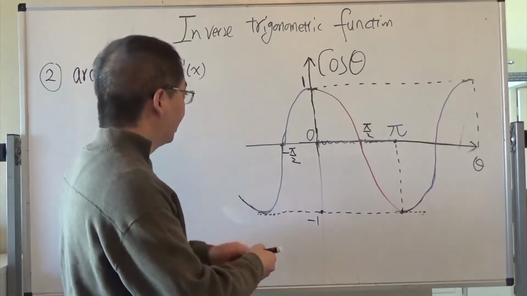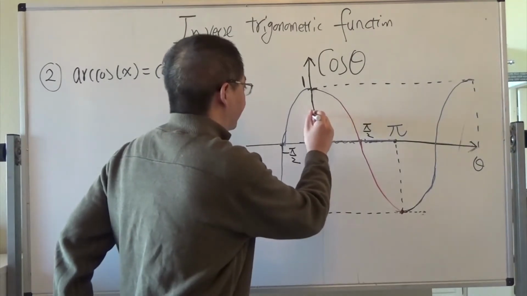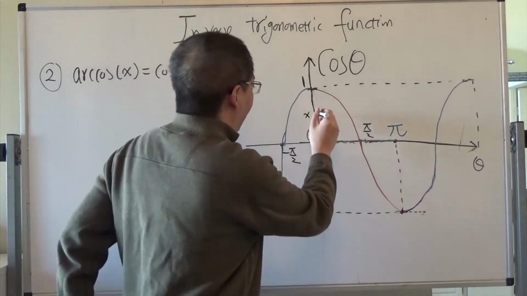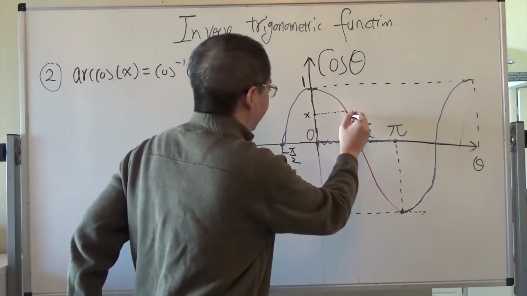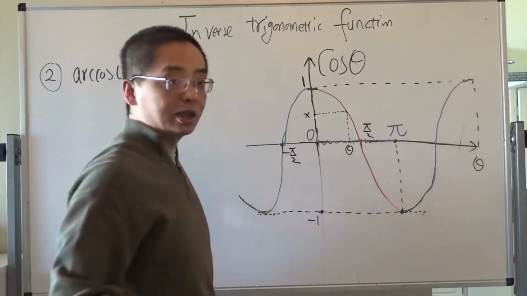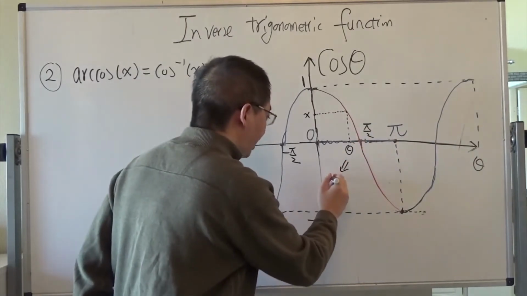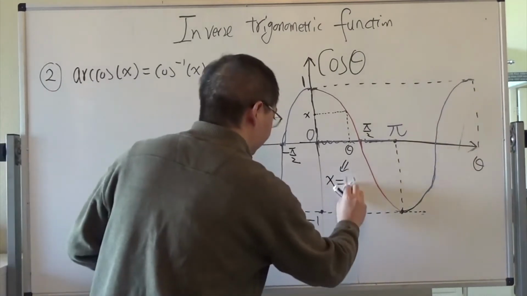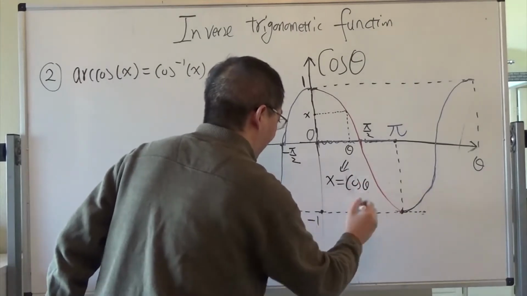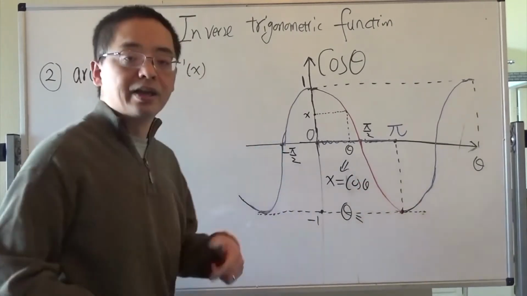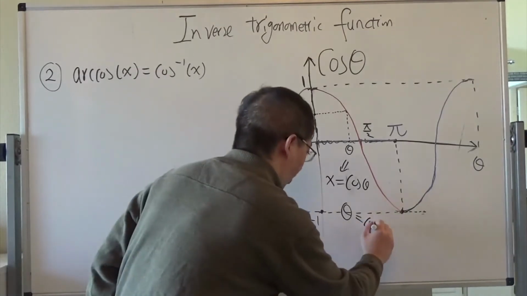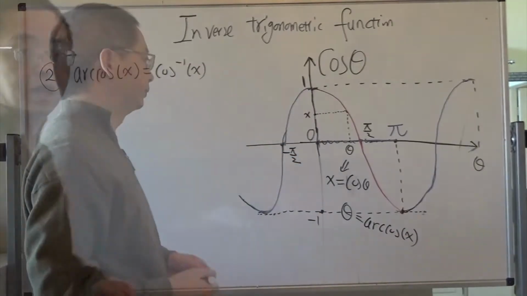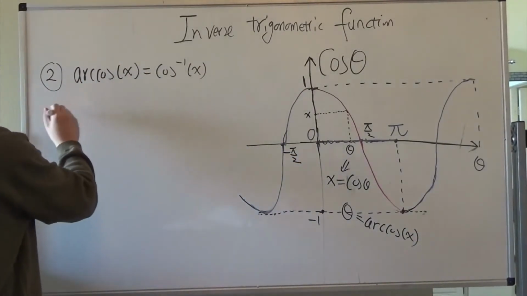Therefore, if I pick an x here, I can find only one angle theta within this range from 0 to pi, let's say right here, such that x equals cosine theta. And this theta is defined to be the inverse value of cosine. It's written as arccosine x.